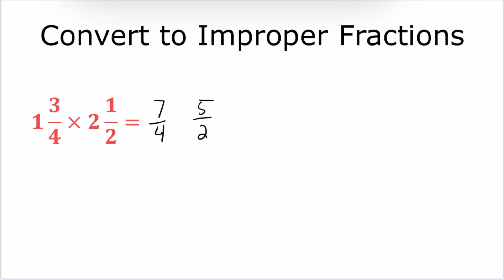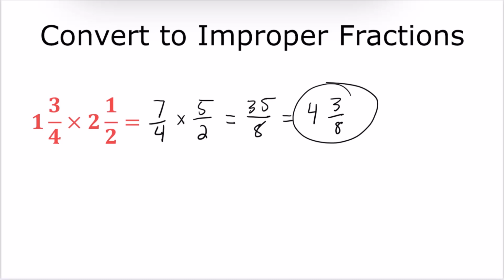And once I have the improper fraction versions of these 2 mixed numbers, then I can just multiply the fractions together like regular fractions. And I can say 7 times 5 is 35. 4 times 2 is 8. And if I divide 35 by 8, I'll get 4 whole numbers because it takes 32/8 to make 4 wholes. And I'll have 3/8 left over. And notice that you get the same answer that we got with the area model or with the number line model. It's just a different way of thinking about it.